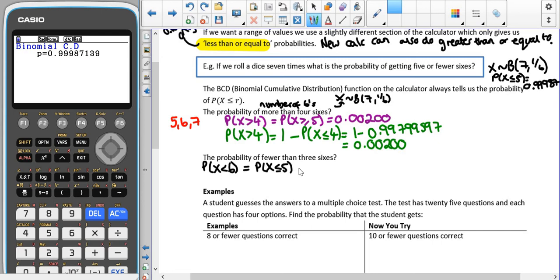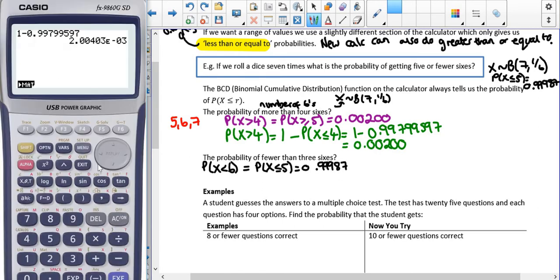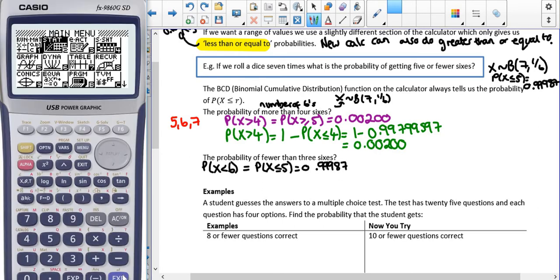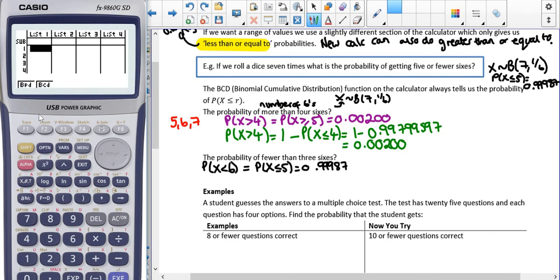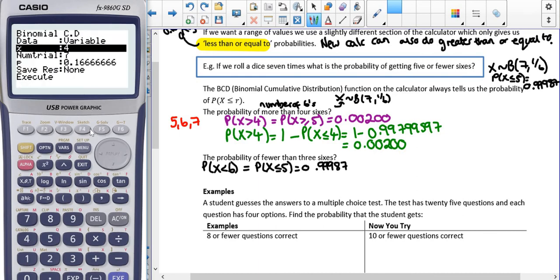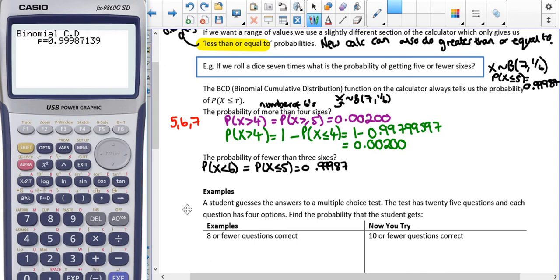I've already done this one here, haven't I? It's equivalent to this up here that we did in here. So that's 0.99987. And like I said, in the older calculator, going back into the stat function, this binomial BCD, the number x would be 5, the number of trials is still 7, and the probability is a sixth, and we end up with the same answer.